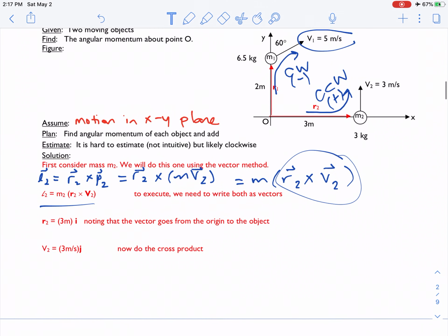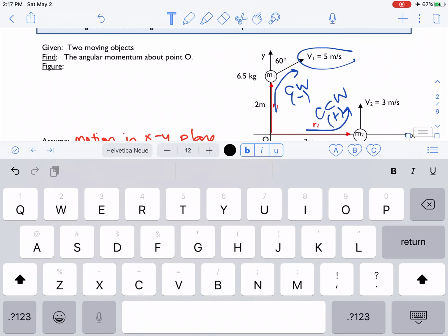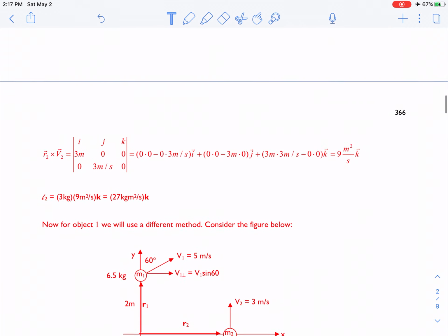So what is R2? R2 is 3 meters, and what is the direction? It is along the positive x direction, so that is going to be 3 meters i hat. And V2 is along the y direction, and it's 3 meters per second, and it's positive y, so it's going to be j hat. So we just write the vectors in unit vector notation. Now we're going to do the cross product.